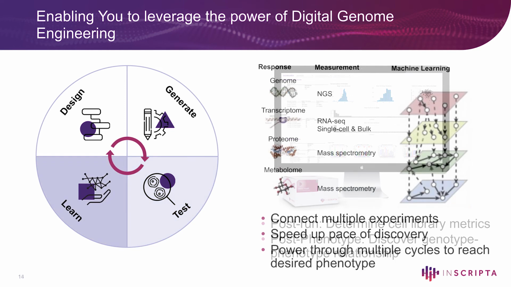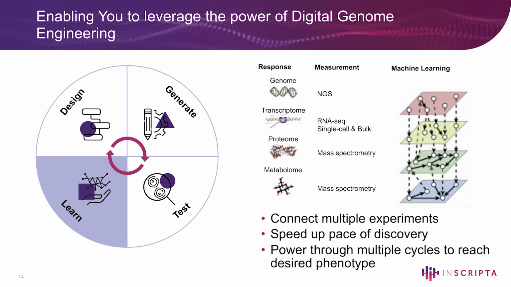The next part is the learn part. So once you've generated a lot of phenotypes and you now have the ability to look at a lot of different data and data types, we at Inscripta have the analytics pipeline that will help you connect multiple experiments, learn from the experiments, get to the next hypothesis to speed up the pace of discovery, and power through multiple cycles of DGTL to keep improving the phenotype responses that you're looking at, or generating more knowledge from all the information you've generated here so far.